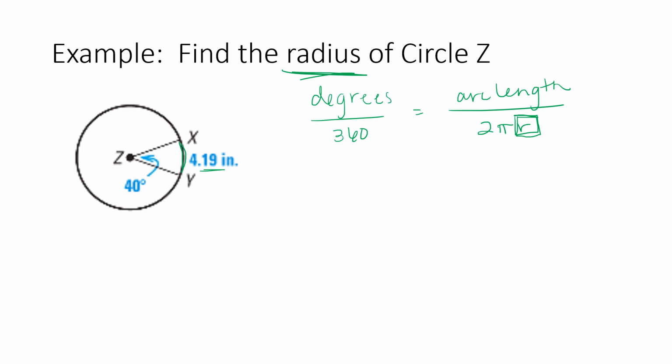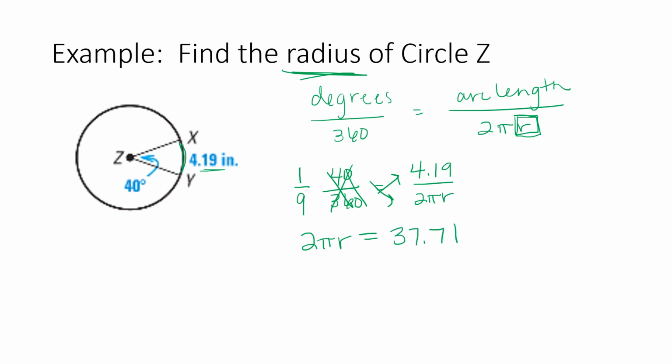So if I go about filling it in, the degrees would be 40 over 360, and the arc length I'm given is 4.19 over 2 pi r. Again, I'm going to try and cross multiply to help me solve this. So I'm going to simplify this side. 4 actually goes into 36, so that's going to simplify down to 1 over 9. Now when I cross multiply, I get 2 pi r times 1 equals 9 times 4.19, and when you type in 9 times 4.19, you should get back 37.71.